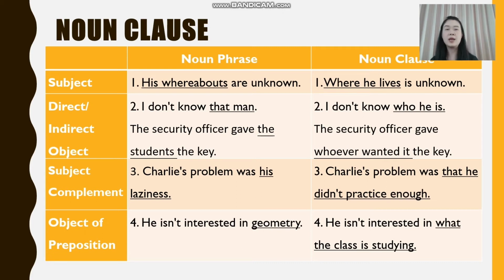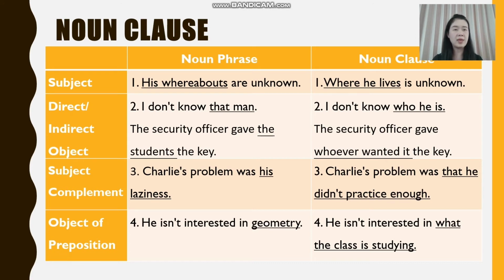Here I just add another piece of information about the subject complement, because we also use the noun clause as the subject complement. But let's see the noun phrase first. Charlie's problem was his laziness. The word laziness is the head word of this phrase, and we just add the word his, a possessive adjective, to modify the word laziness. But in number 3, for the noun clause: Charlie's problem was that he didn't practice enough.